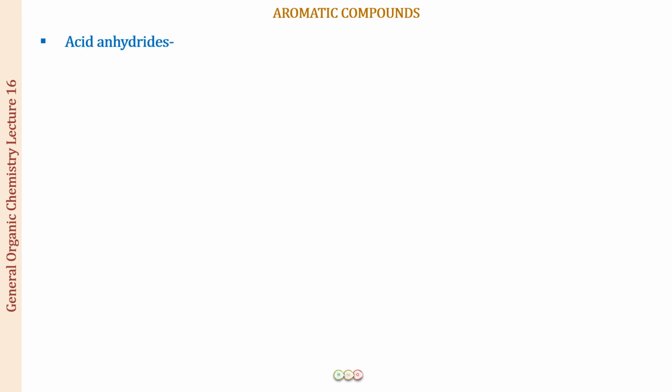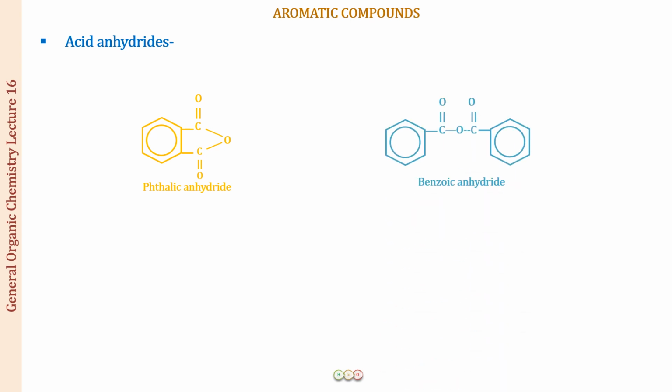The next we have is the acid anhydrides. Again, if you do not remember the structure, this is phthalic anhydride. So do not worry at all, no problems. The next we have is benzoic anhydride. So we have two benzoic acids joined to each other by the removal of one water molecule. Again, these structures you will remember them very well when you're going to study about the individual functional group courses.